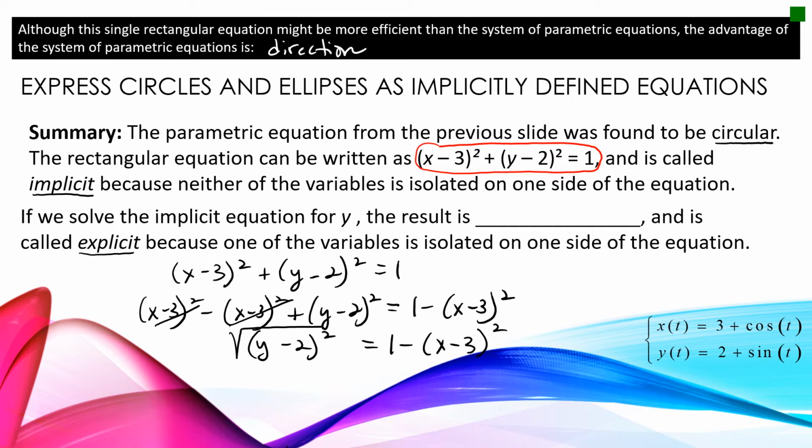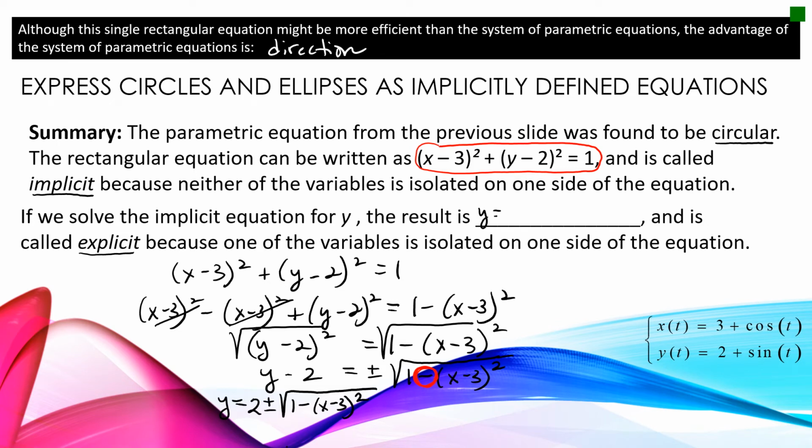So if I square root both sides, then I get y minus 2 equals plus or minus the square root of 1 minus x minus 3 squared. Now, can I take the square root of x minus 3 squared and call it x minus 3? I cannot. The reason I can't is because that x minus 3 squared is a term, because it's connected by addition and subtraction. So the last thing that I can do is get the y by itself by adding 2 to both sides, and I get 2 plus or minus the square root of 1 minus x minus 3 squared. That's a little bit hard to read, so I've left us some space on this line. y equals 2 plus or minus the square root of 1 minus x minus 3 to the second power.